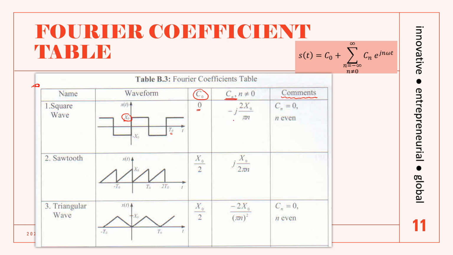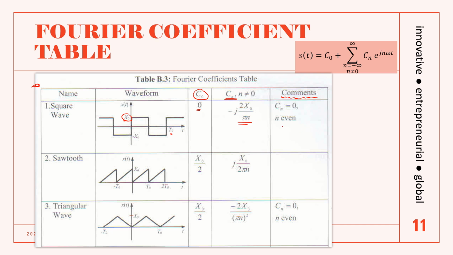Next, you look at the Cn component. For the square wave, Cn is minus j 2x naught over pi n. What is x naught? X naught is the amplitude. So that amplitude multiplied by 2 over pi n, and you can identify your Cn.